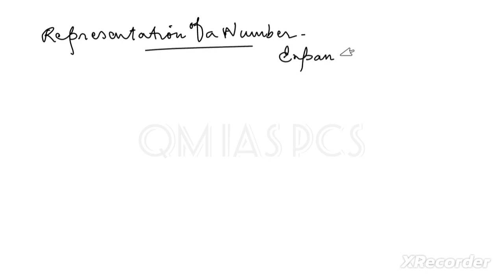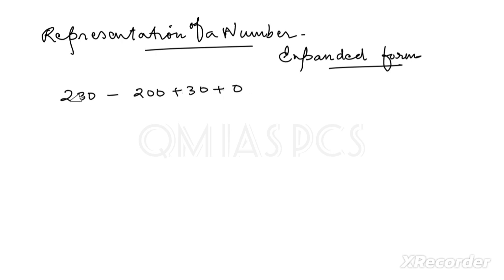It's a very important topic, expanded form. Whenever a number like 230 is given, it should be written as 200 plus 30 plus 0. If it is given as ABC, it should be A multiplied by 100, plus B multiplied by 10, plus C multiplied by 1. So it can be written like that.